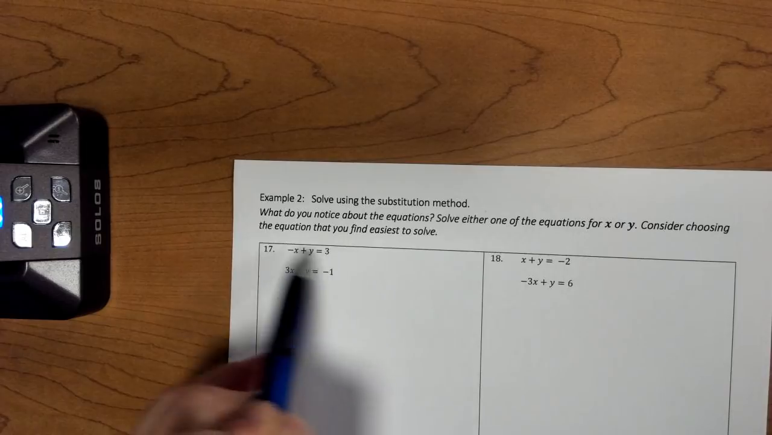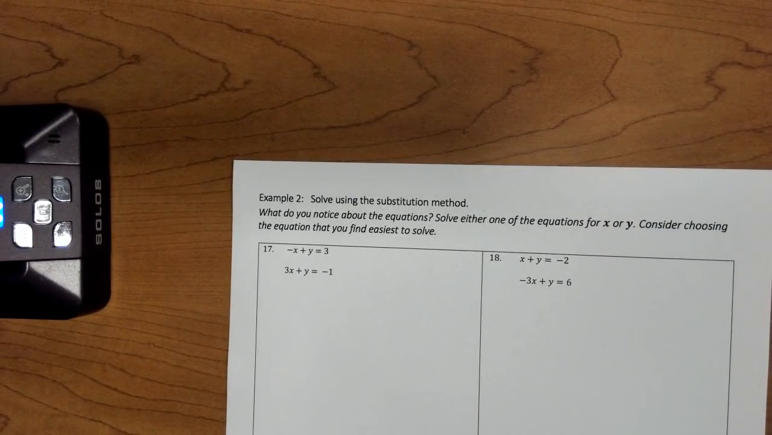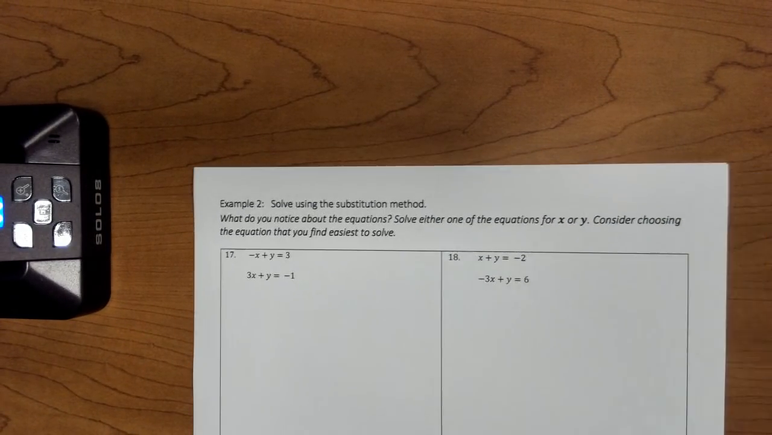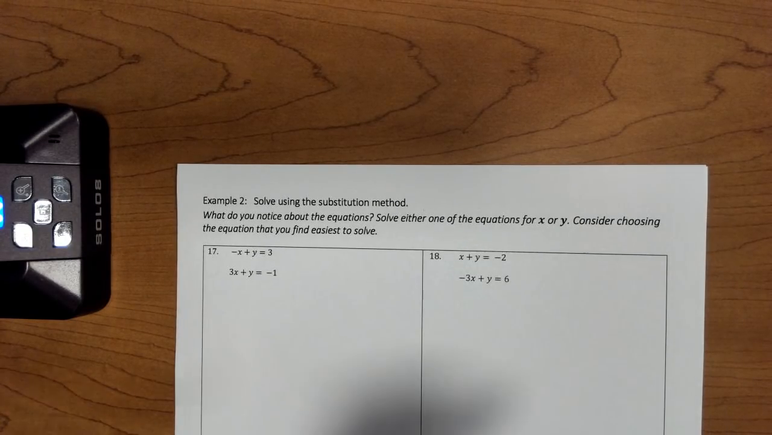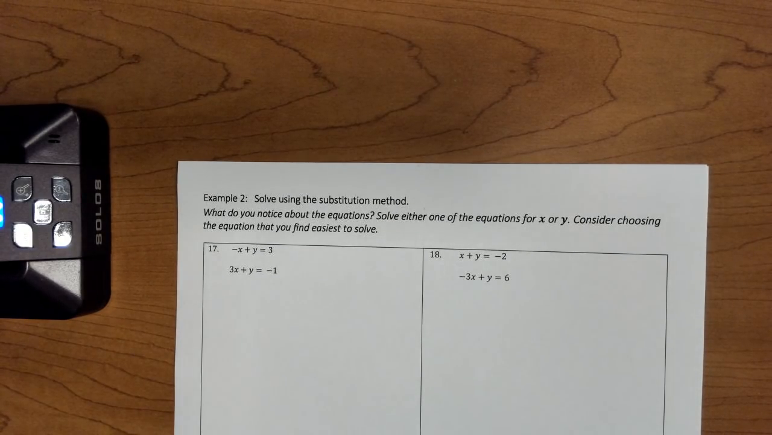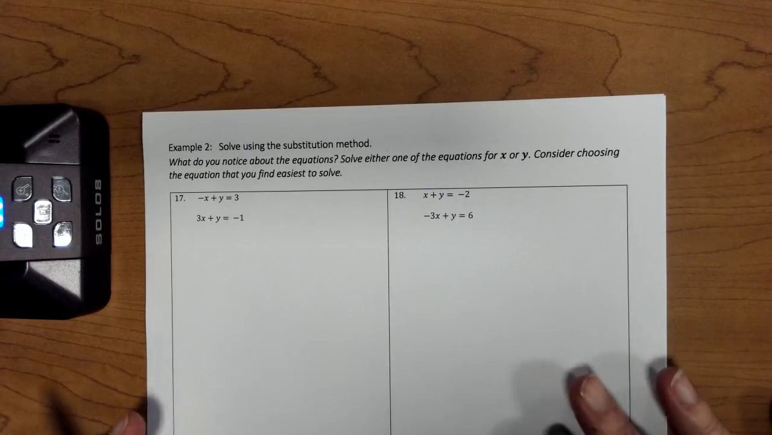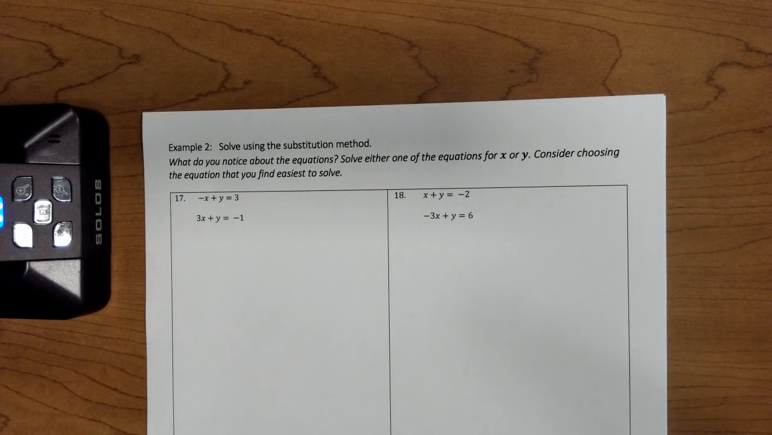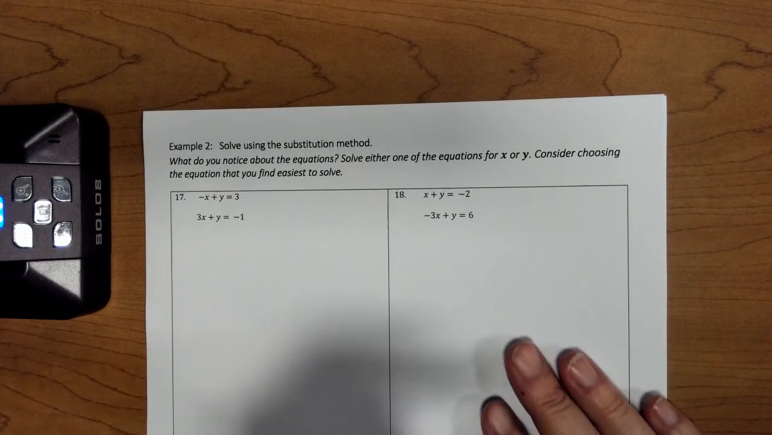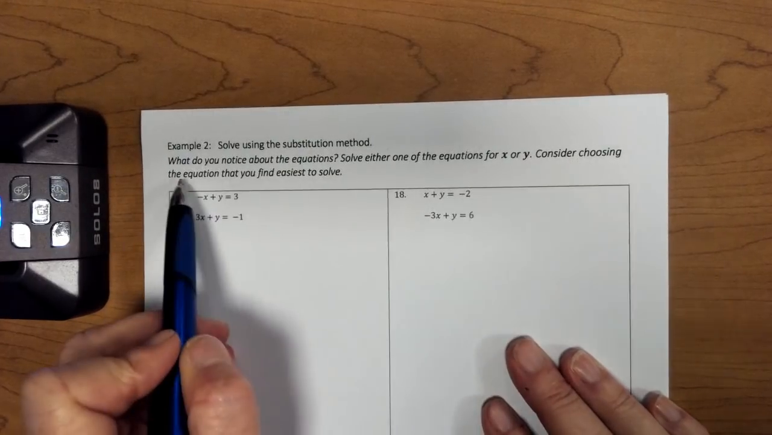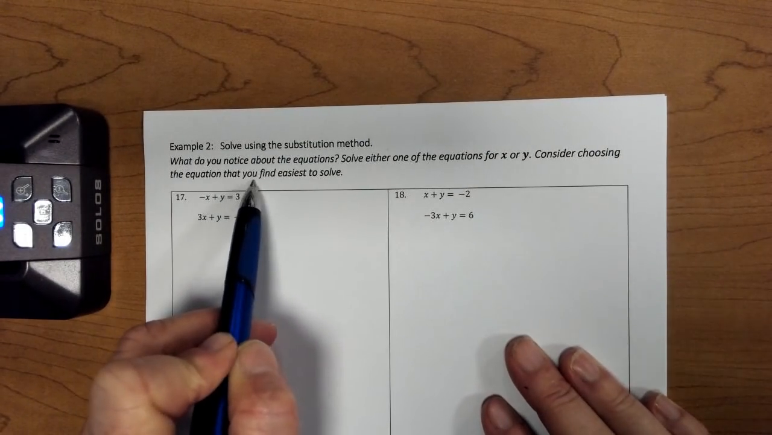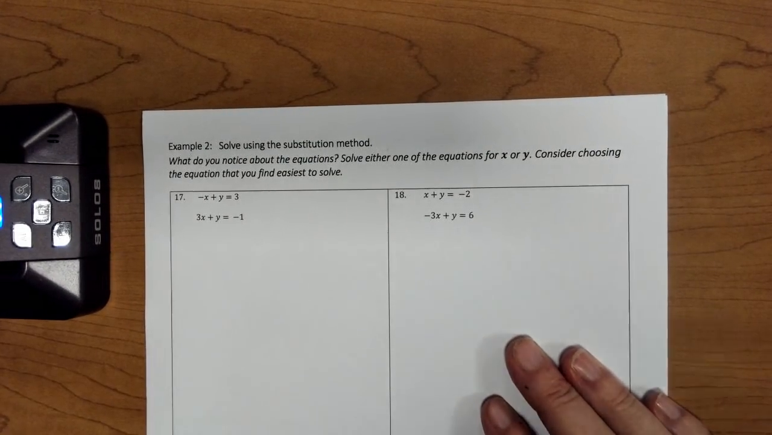But before I do that, I want you to notice up here, example 2 states, what do you notice about the equations? Solve either one of the equations for x or y. So you need to make a decision. Somebody asked me today in one of the classes during algebra, which one do I choose? And I'm like, I always pick the easiest one. So choose the equation that you personally find is easiest to solve.